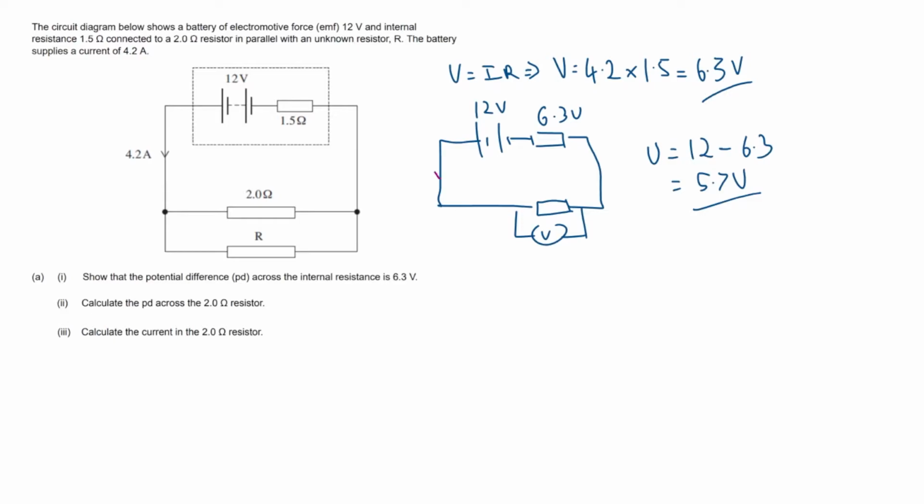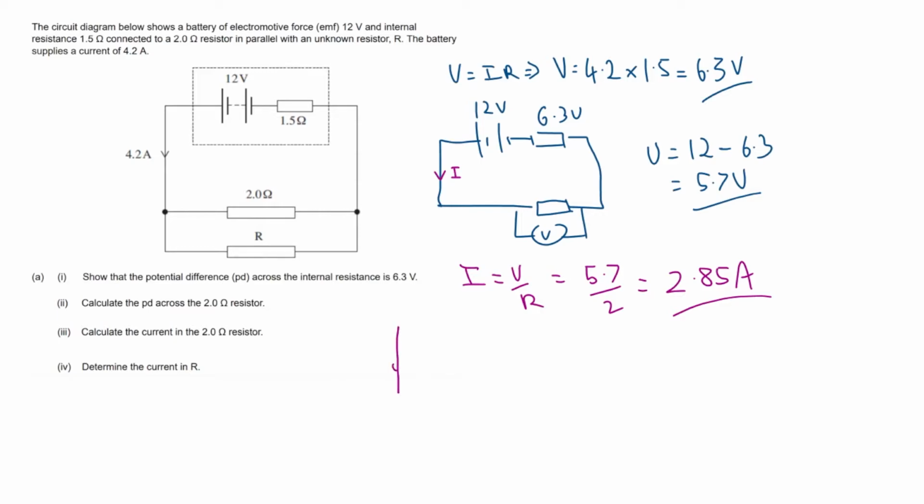Part 3. Calculate the current through the 2 ohm resistor. Well, we know that it has 5.7 volts across it, and we know that its resistance is 2 ohms. This leads us to 5.7 over 2, which equals a current of 2.85 amps.